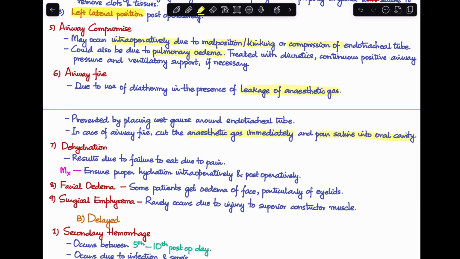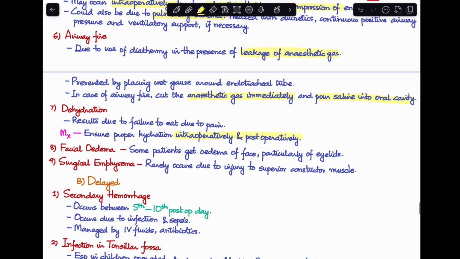Next complication is dehydration. This usually results because the patient may not end up eating because of the pain that they are experiencing, and this is very common in younger children. So, a way to manage this would be to ensure proper hydration of the patient both intraoperatively and postoperatively.